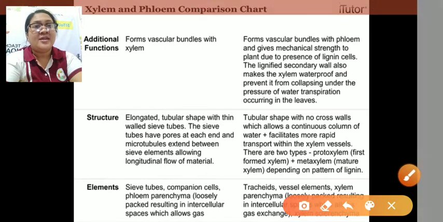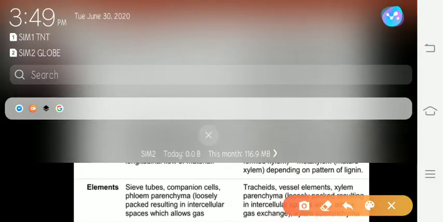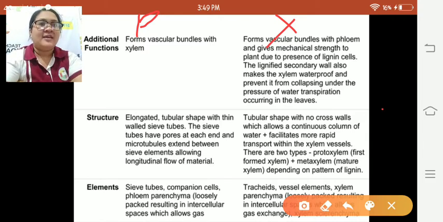Okay, so this one is a phloem. Wait a minute. So this one is a phloem and this one is a xylem. Okay, so let's find the difference.